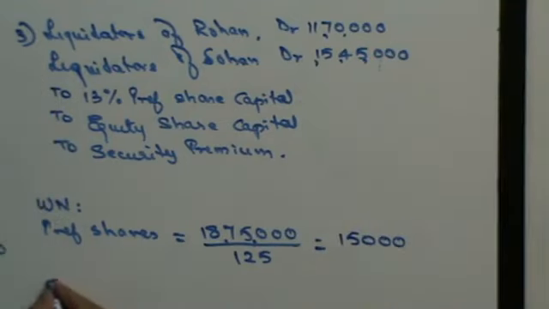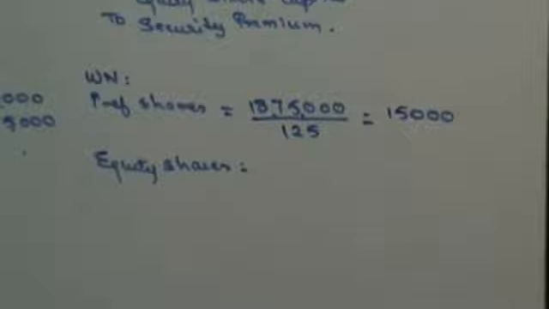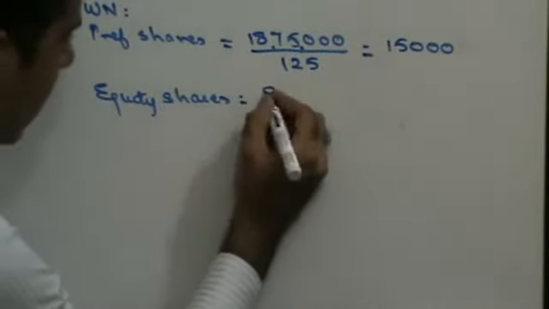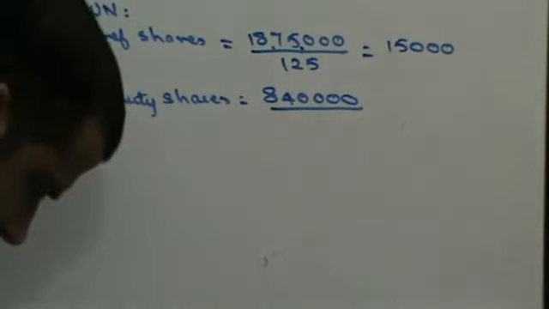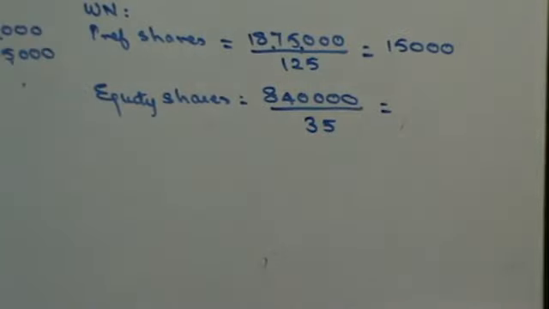Okay. Similarly, let's see the equity shares. Equity shares 4,20,000 to Rohan, 4,20,000 to Sohan. That means 8,40,000. You have issued them at a price of 35. So in reality, how many? 24,000.